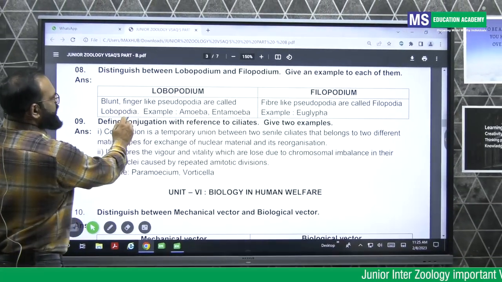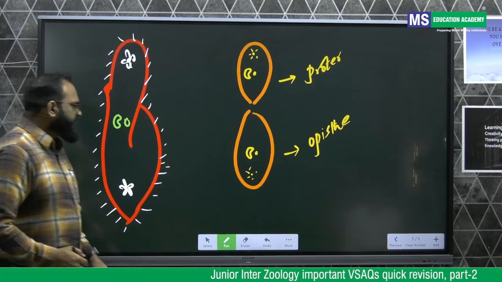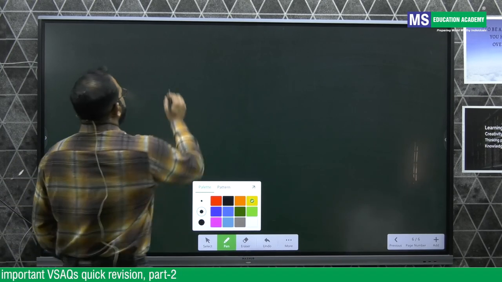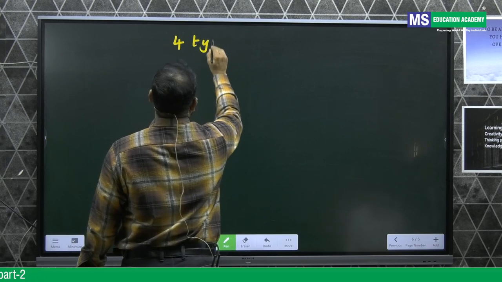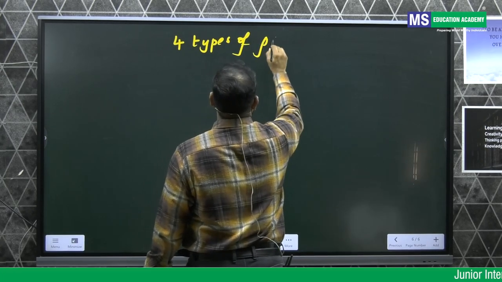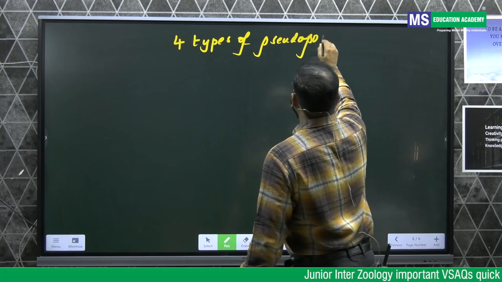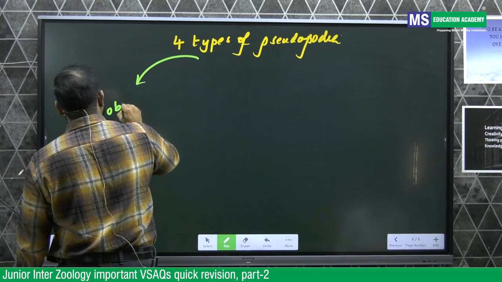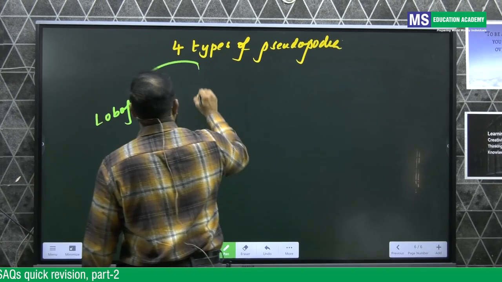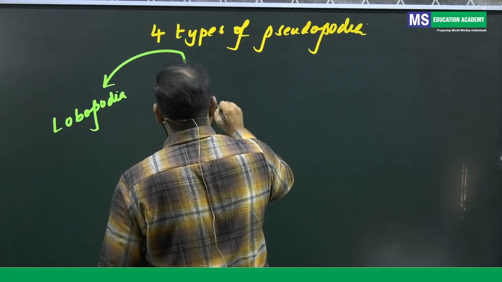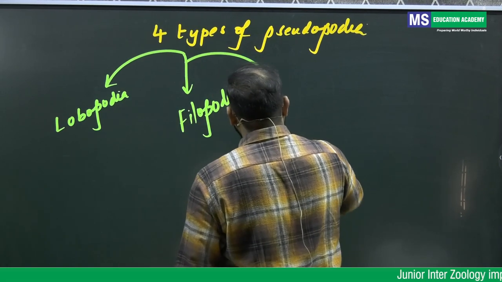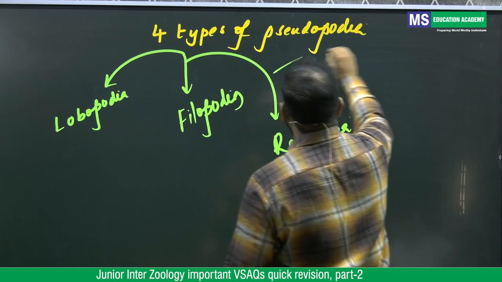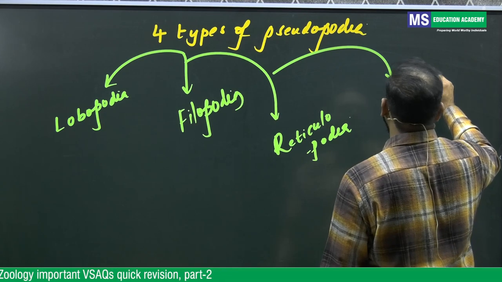Distinguish between lobopodium and filopodium. Students, before going to explain this question, I would like to give some basic information about 4 types of pseudopodia. So four types of pseudopodia are lobopodia, filopodia, reticulopodia, and actinopodia or axopodia.